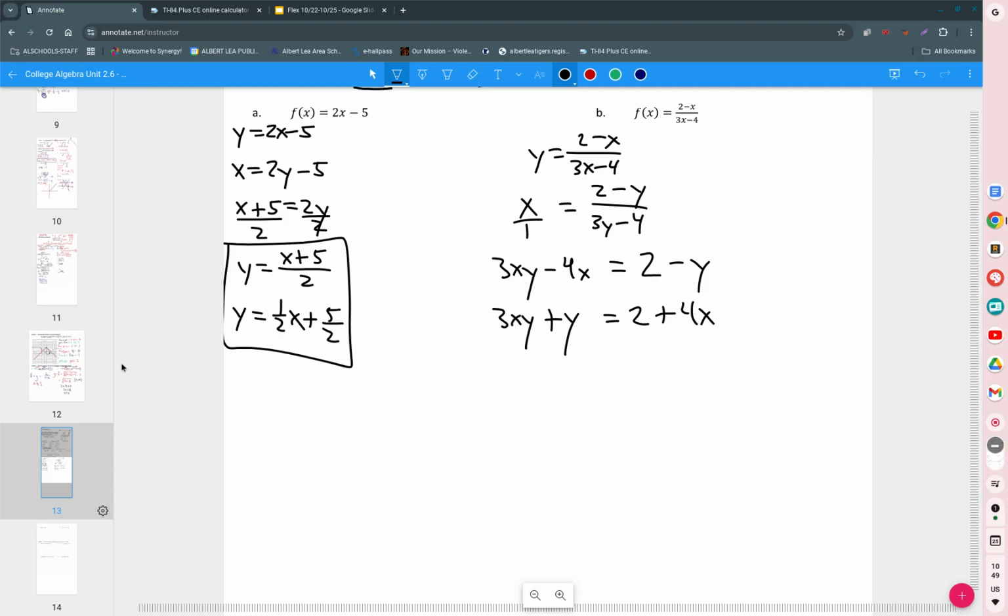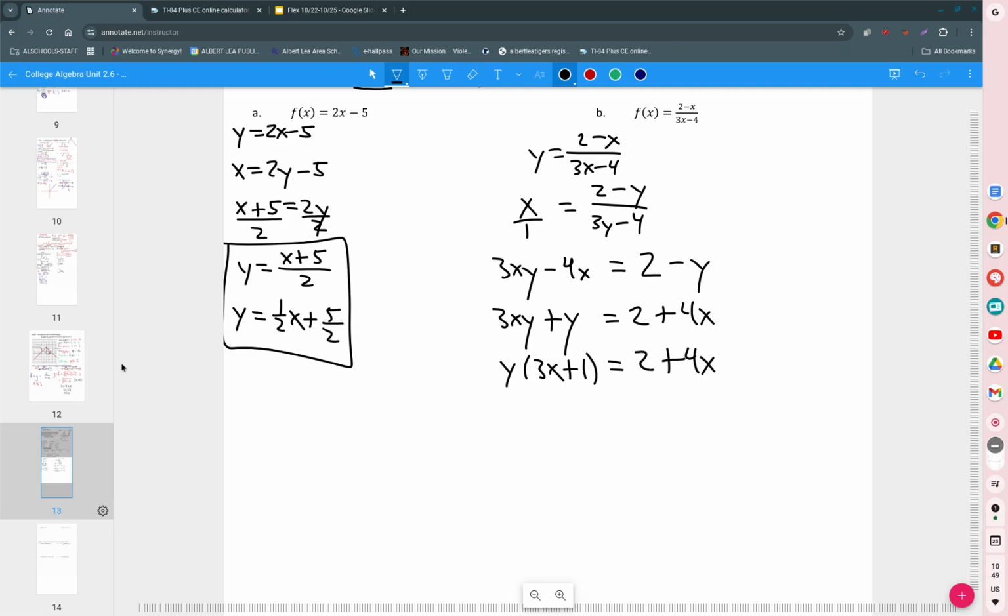Anybody remember what we do in this case to make it 1y instead of 2y's? What's the word for it? There's an F, it rhymes with actor. Factor. You factor it. That was good. Or factor out a y. y, and we get 3x plus 1 is equal to 2 plus 4x.